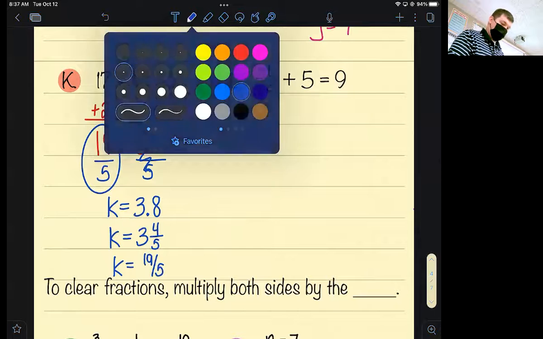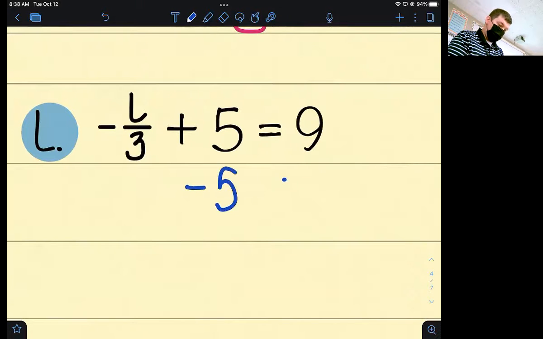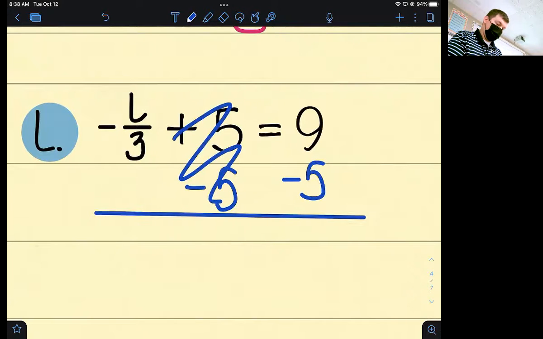All right, example L. Bryce, what number do I want to get rid of first? That's right. What's going to get rid of a positive 5? Good. Bryce, on the right side of the equal sign is that 9 and -5. They're going to join forces or go to war? Who wins? By how many?